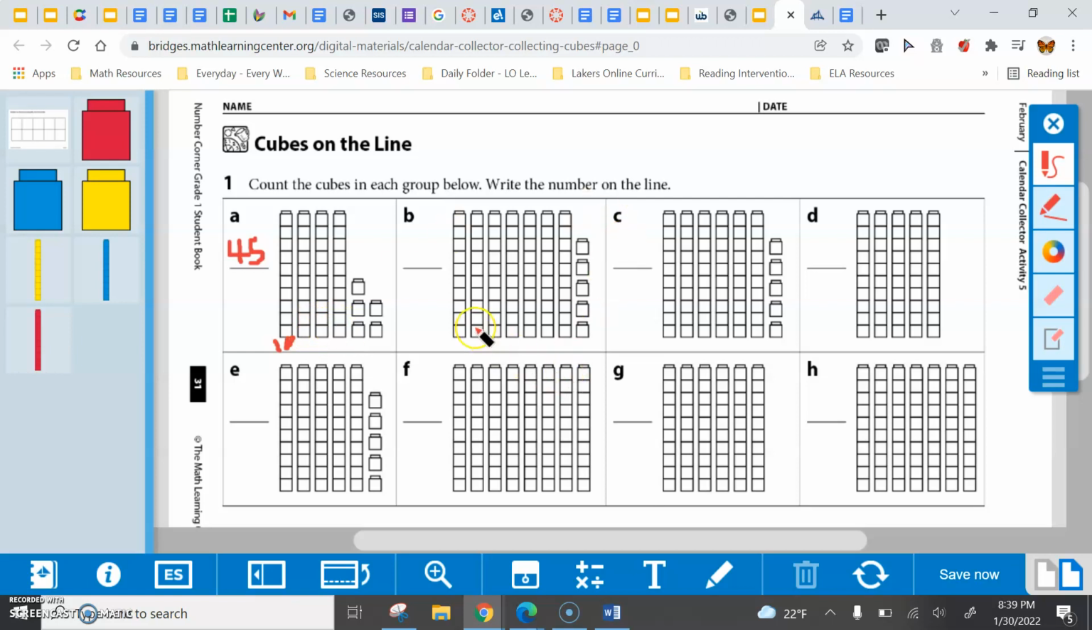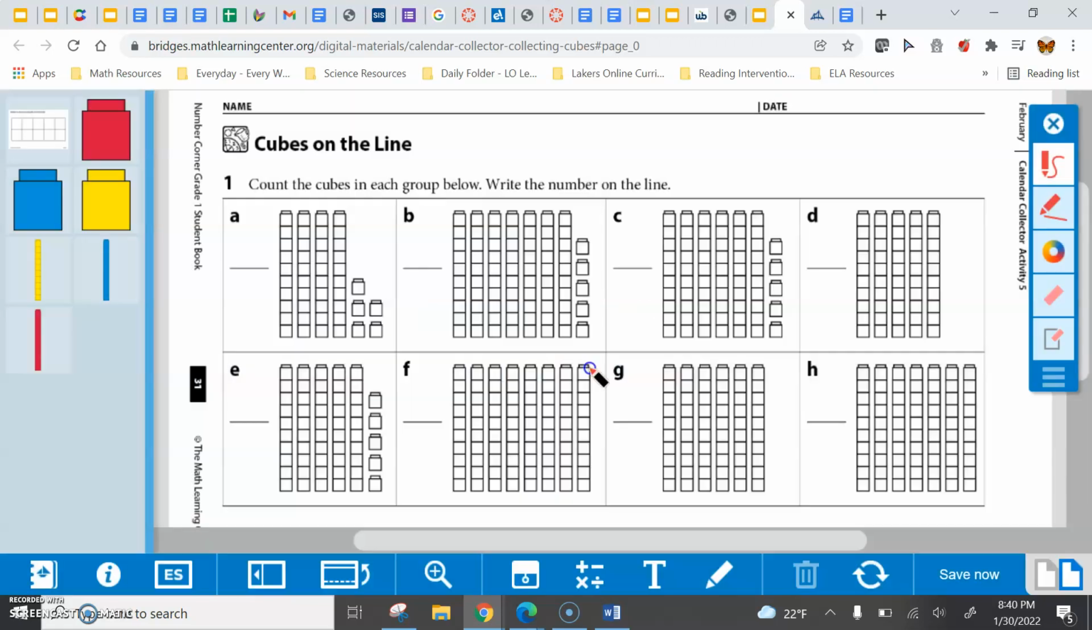So when you get to these, I don't want you to worry yourself or stress yourself out about counting each one of these cubes. That would take forever. You just know this is 10, 20, 30, 40, 50, 60, 70. Now you have to count how many you have here that are not part of the long and put that answer here. I'd like you to do that for all of these that are on the top. A, B, C, D, E, F, G, and H.